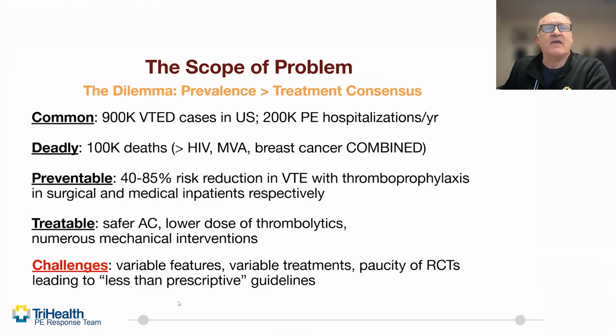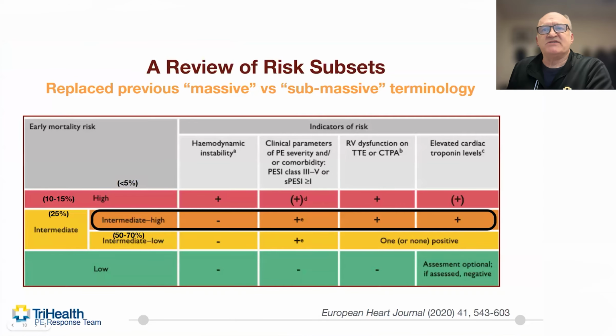Next slide. Most of you, I'm sure, are familiar with the European Society of Cardiology classification scheme that's been in use for the past several years, which was a significant improvement over the massive versus submassive terminology previously used. And using a combination of blood pressure, PESI score, RV enlargement, and cardiac troponin allows patients to be categorized into one of 4 classes. Fortunately, the low risk group seen at the bottom of the slide in green represents about 2/3 of patients, and the management is straightforward with anticoagulation alone.